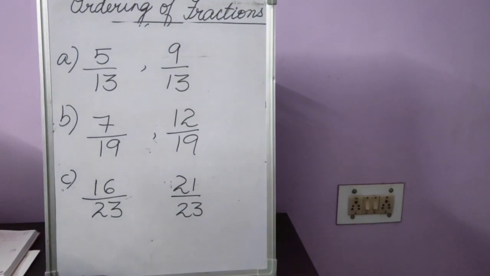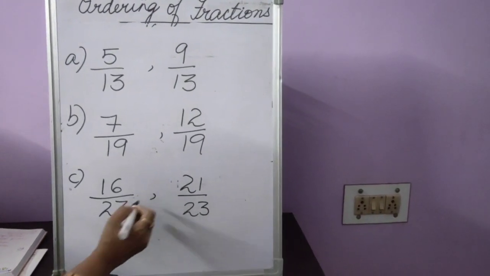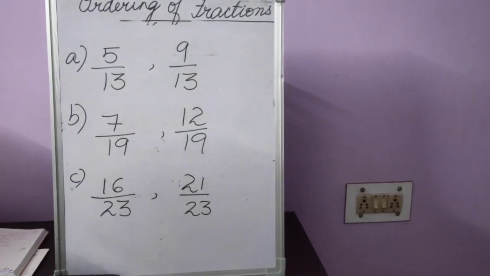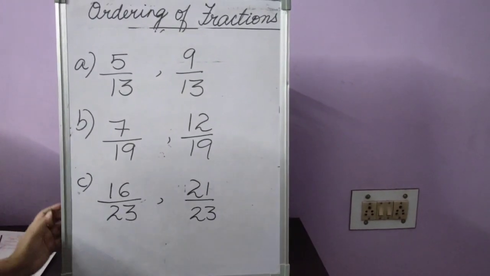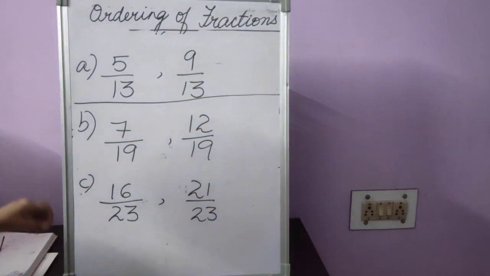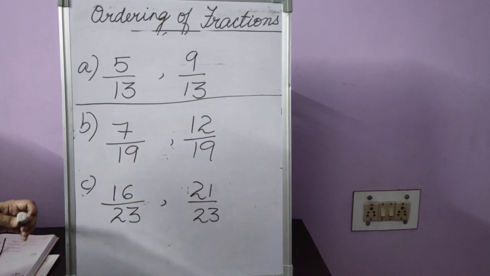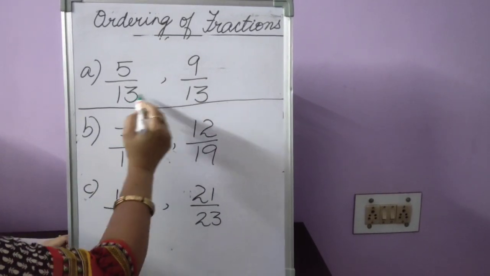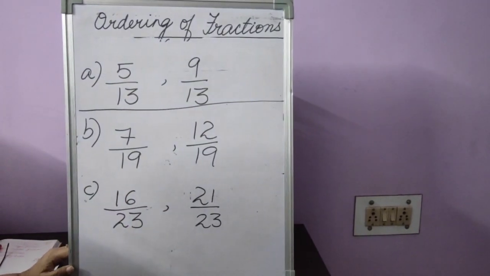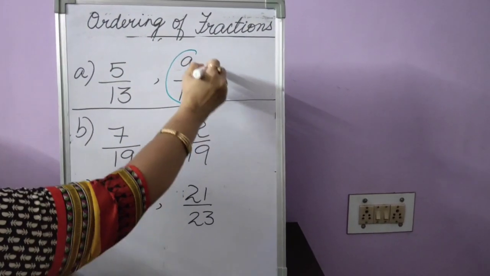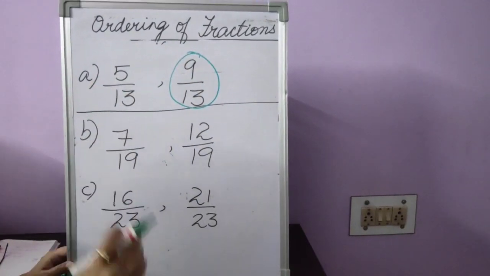Now you have to circle the bigger fraction. What did I say? Just look first of all at what is same. Now if you look at the first sum given to us, what is same in this? Are the numerators the same or are the denominators the same? The denominators are the same. So which is the bigger fraction? Bigger numerator is the bigger fraction. We are circling the bigger fraction now.